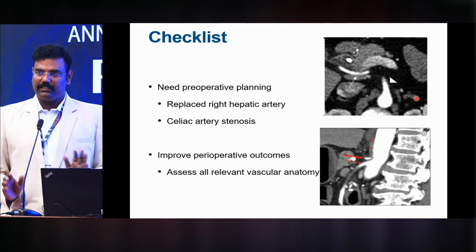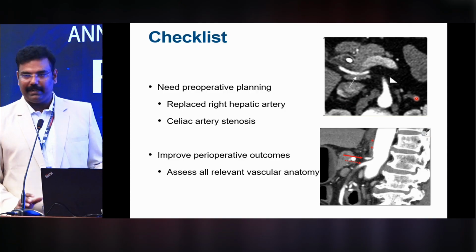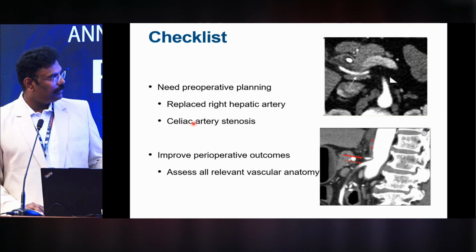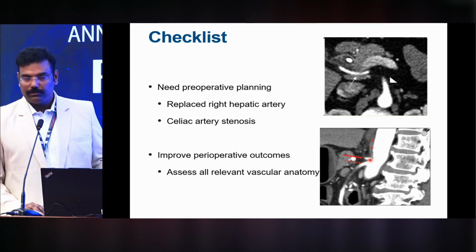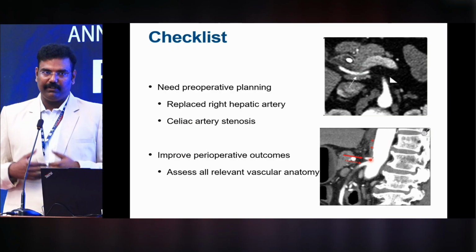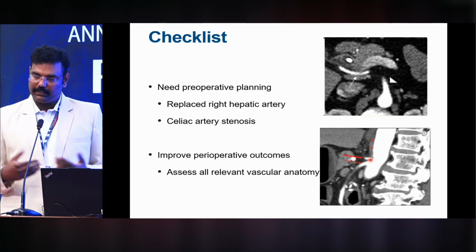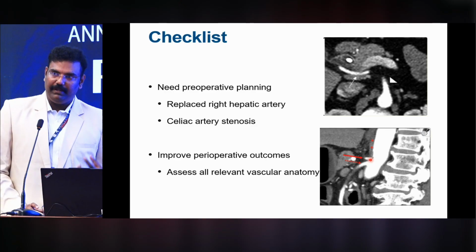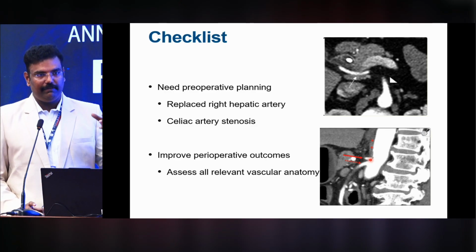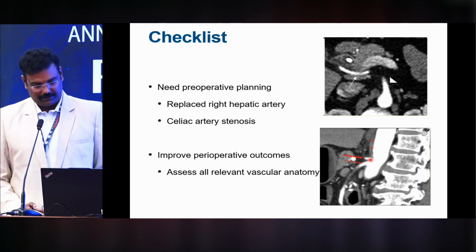The common variations that we all look for are the replaced right hepatic artery, one which is shown above, and the celiac artery stenosis shown below. Yes, in both the scenarios, we will have to be prepared for other kinds of reconstruction and maneuvers. But I also believe surgeons as such, we should deal with the normal anatomy that is seen in these patients.